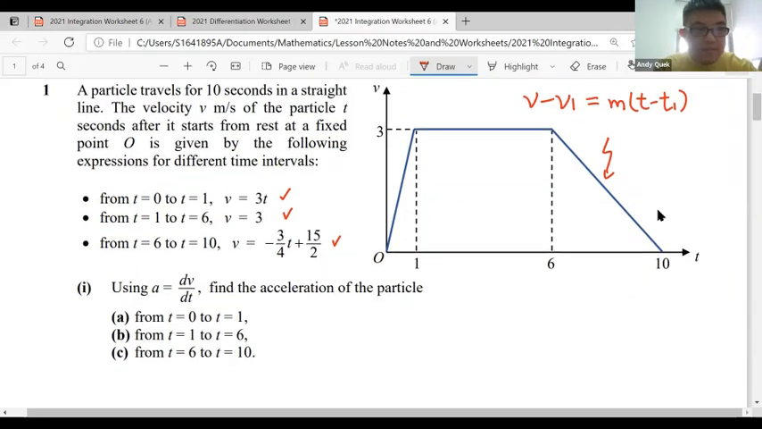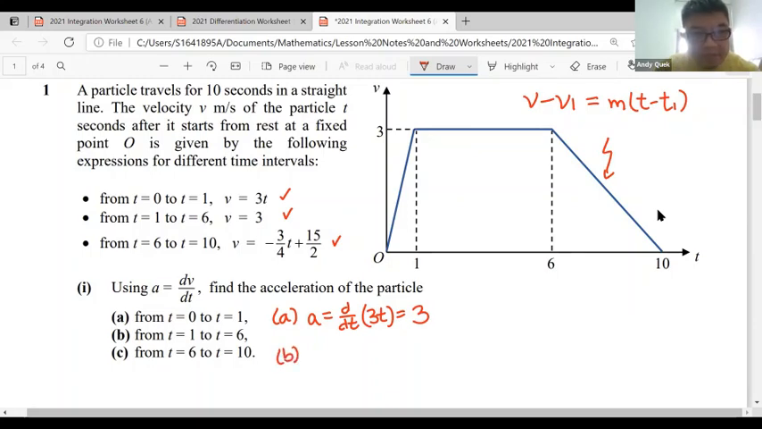First part, find acceleration at different points in time. So that's a pretty straightforward thing, right? So for part A, a is equal to dv/dt, where v is 3t, and the answer is 3. So what does this mean? In the first leg of the motion, acceleration is 3 meters per second squared, and it stays constant.